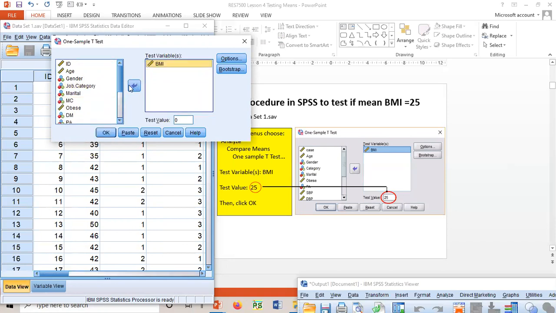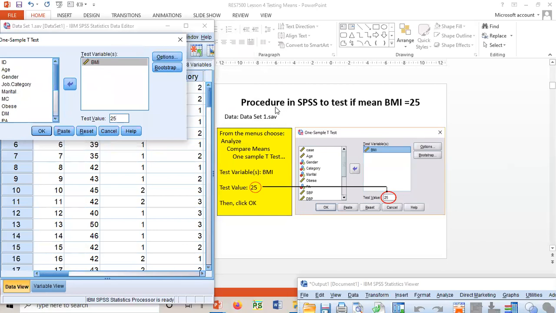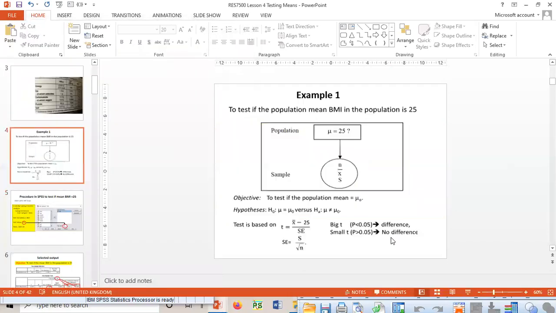What else needs to be done? The test value. The test value is 25. So what's the tested value? 25. Again, what do you want to know? I want to know whether the mean BMI is 25.